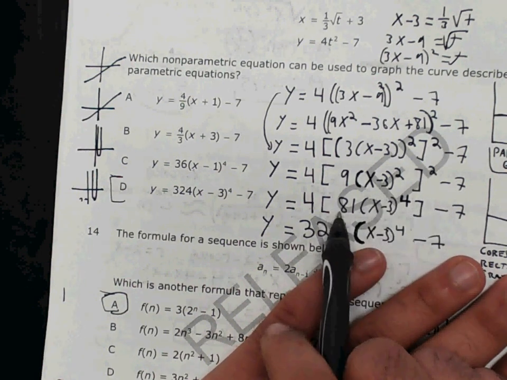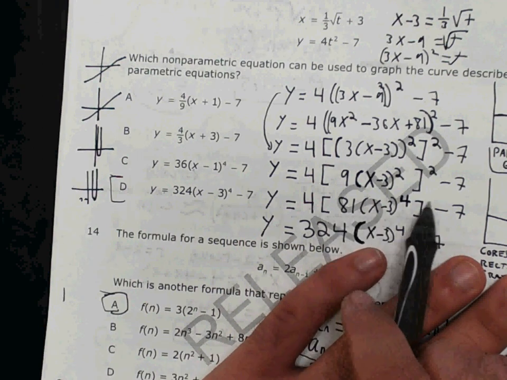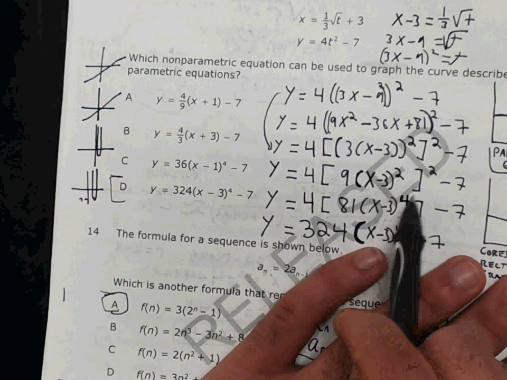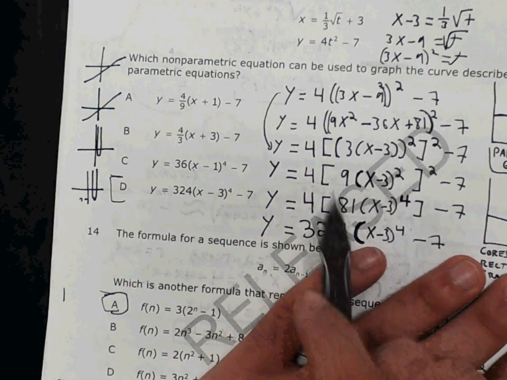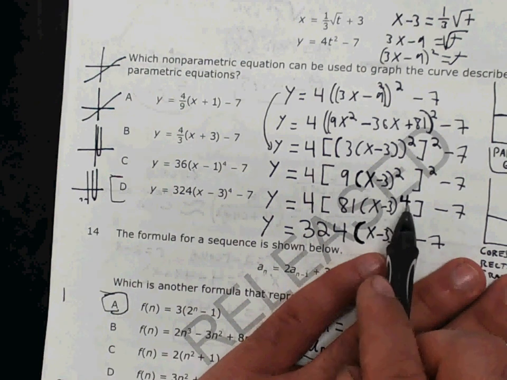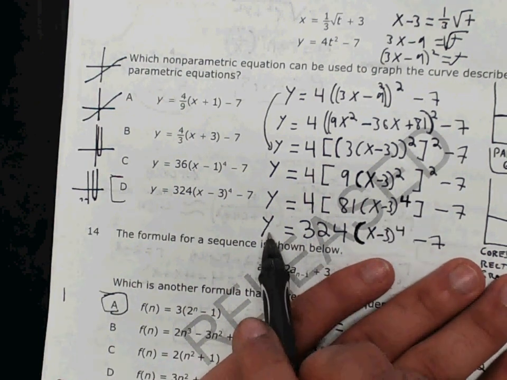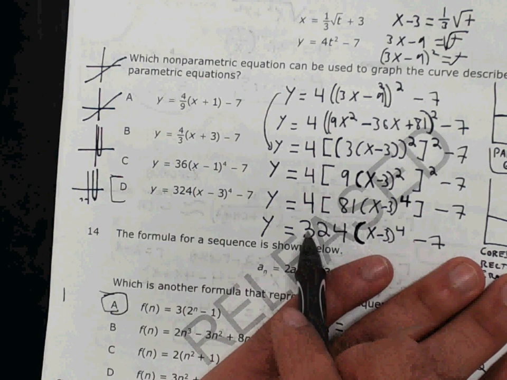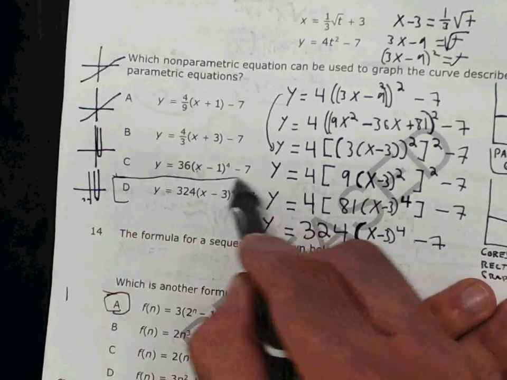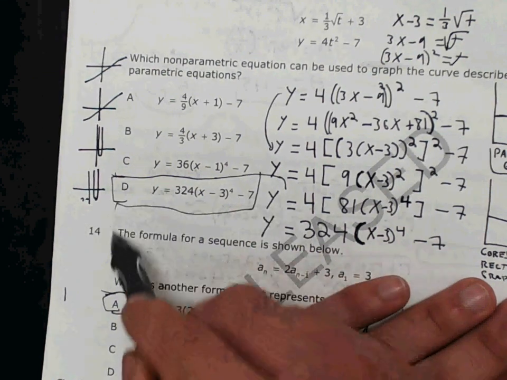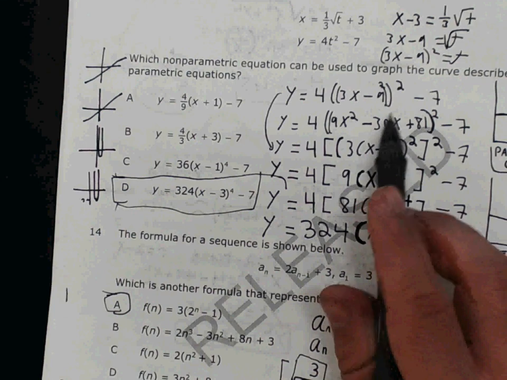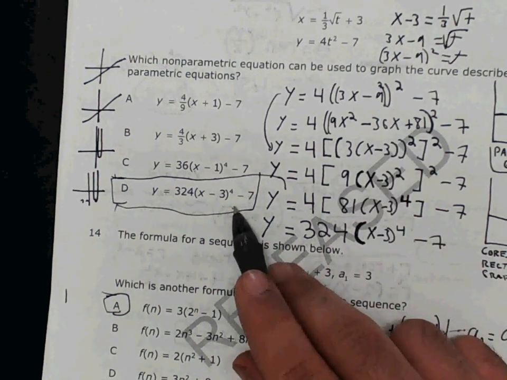Now I squared both sides again. So 9 squared is 81, and (x minus 3) squared squared is (x minus 3) to the 4th power. So I had 4 times the quantity of 81 times (x minus 3) to the 4th power. Lastly, I had y is equal to 4 times 81, which is 324, times (x minus 3) to the 4th power minus 7. That was D. So that shows you the algebraic steps of this manipulation, eliminating the parameter and using algebra to get to our final answer.